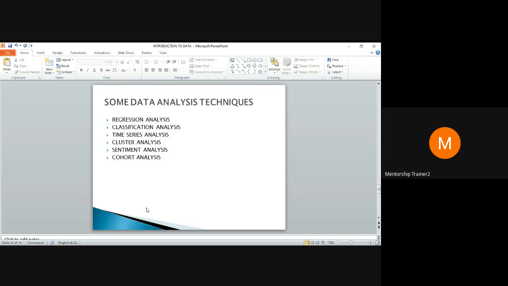So that's why you have to understand all these things. Then another one is time series analysis. Time series is where you are identifying the trend or the seasonality of the data. Most times when you are analyzing time series data, it's supposed to be historical.